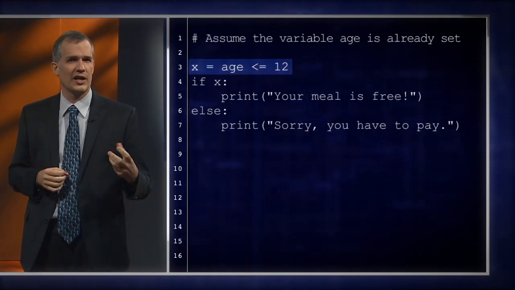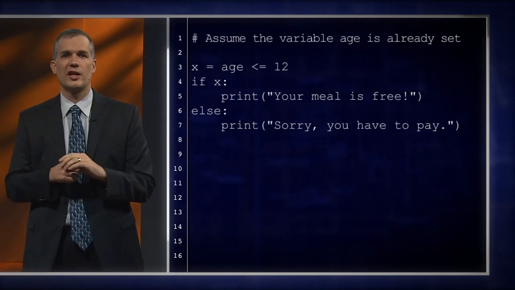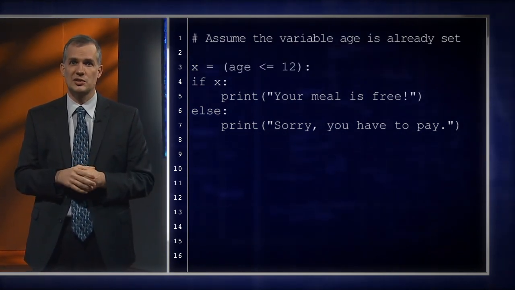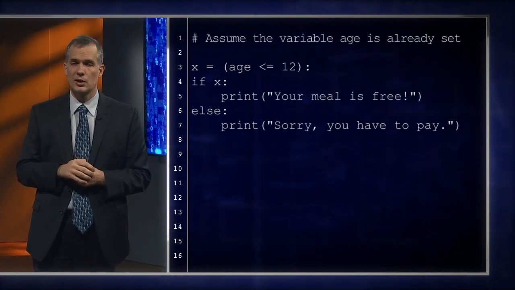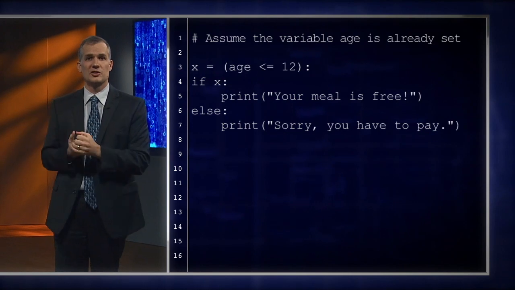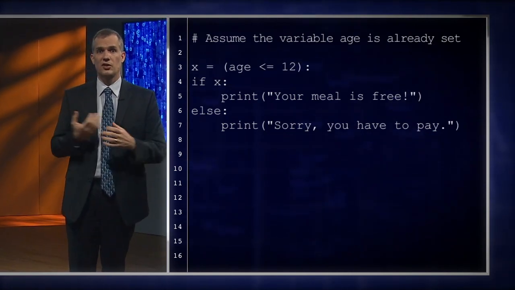Now, the first line probably looks a little confusing. Just to make things clearer, it helps to put in some parentheses. So, the code checks whether the person is 12 or under. If they are, then x will be true, and we'll tell them that the meal is free. If they're not, then x will be false, and we'll tell them they have to pay.